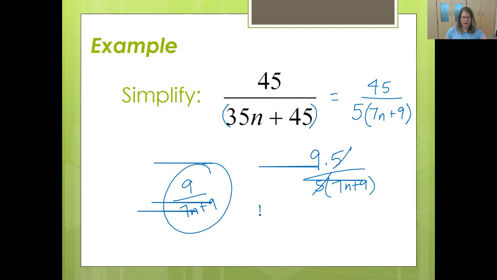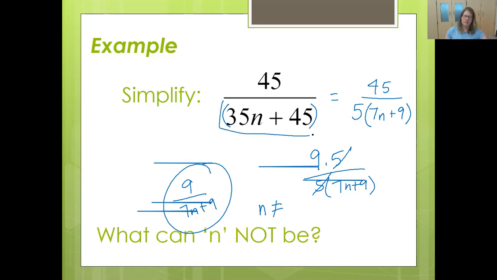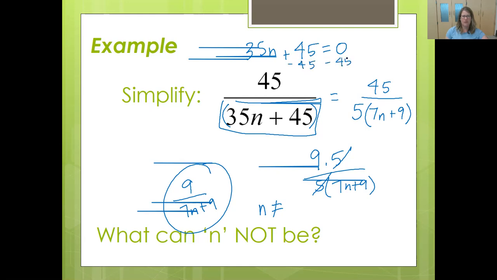Oh, and then what can n not be? Right? It's going to ask us, what can n not be? Again, just take the denominator, 35n plus 45, and set it equal to 0 and solve for n. So in order to get rid of plus 45, I've got to subtract 45 from both sides. So that gives me 35n equals negative 45, and then divide both sides by 35.